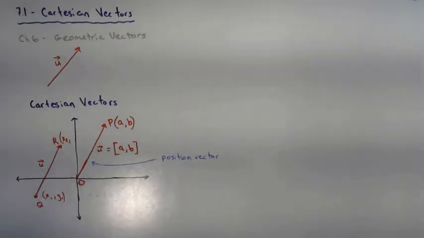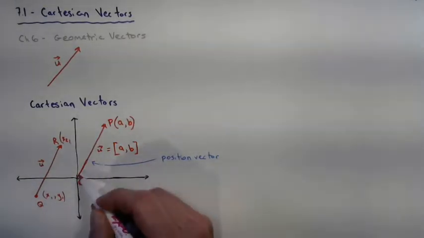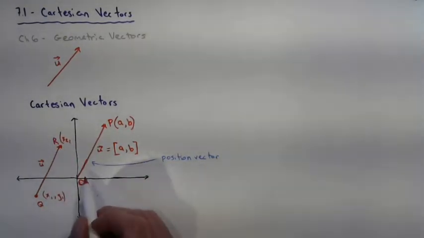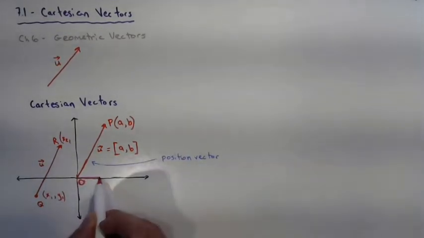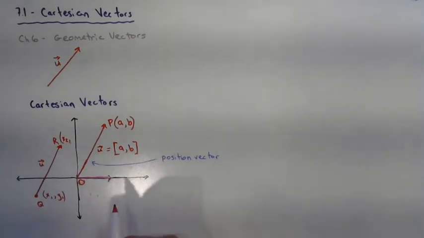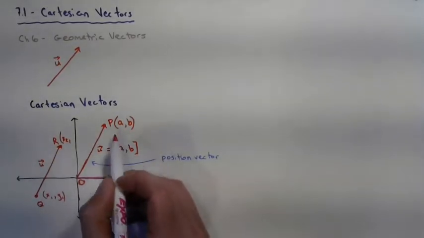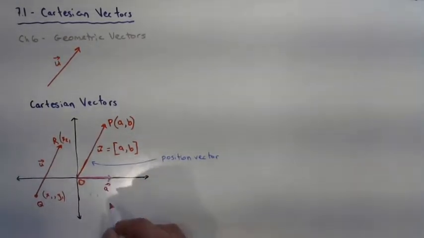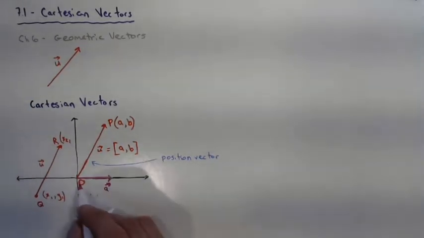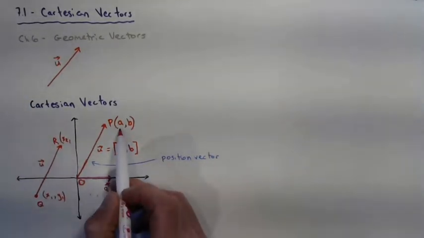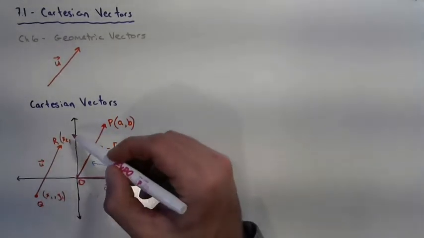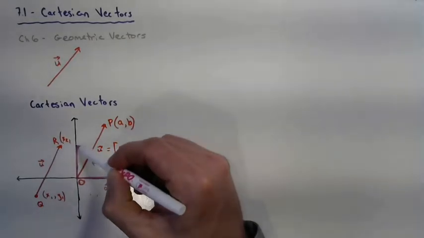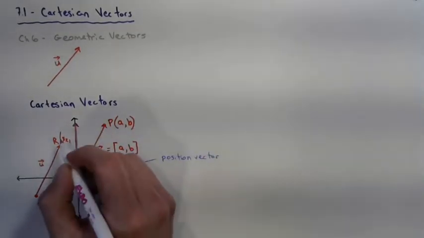Now, what you may be able to see already is that we can resolve any given vector on the Cartesian plane into its rectangular components, where we have a horizontal vector, vector A, which is represented by the x value in the point P, and we have vector B, which corresponds to the y-coordinate of point P.